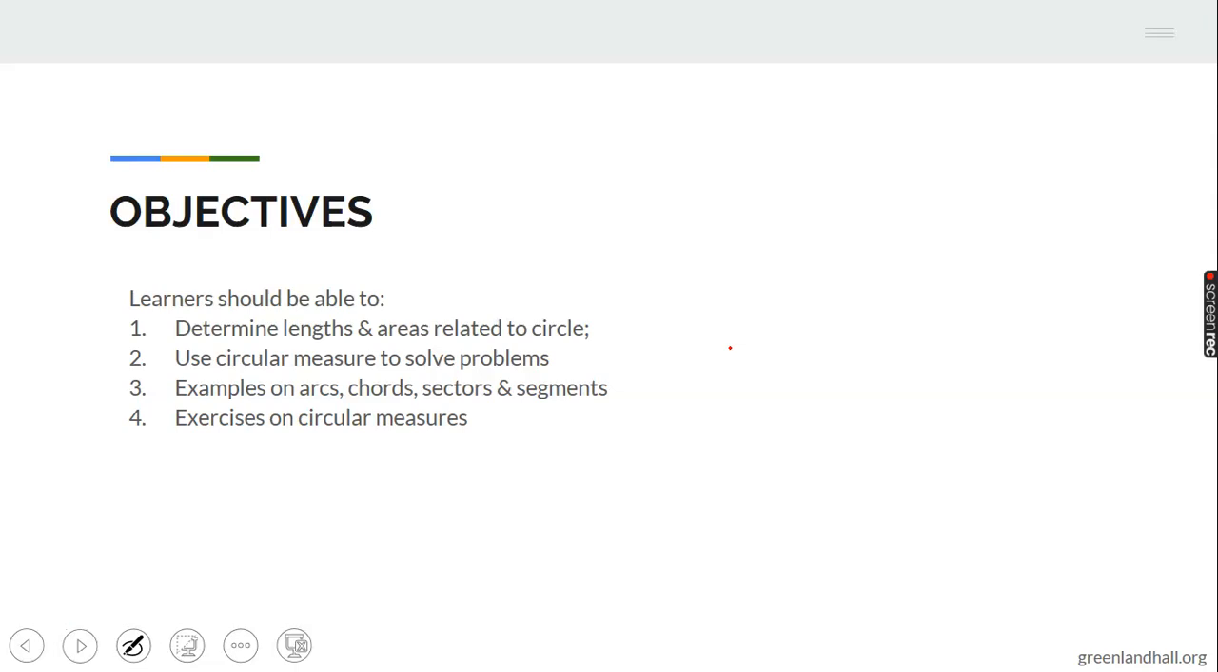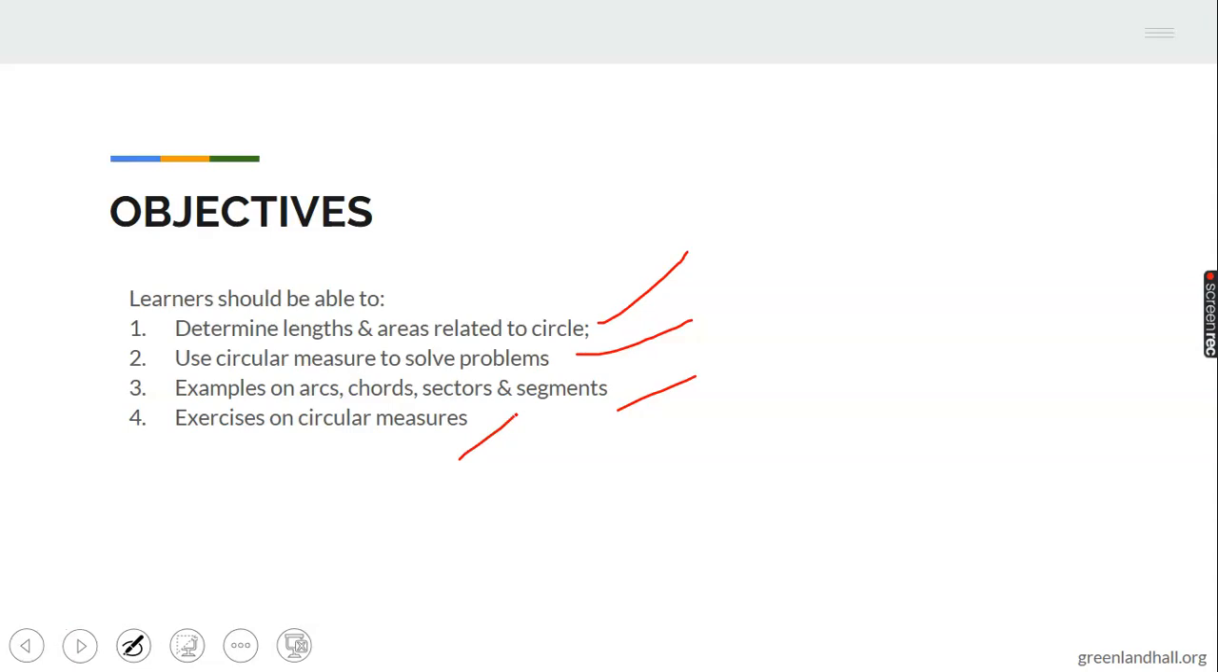And the objectives are as follows: to determine the lengths and areas related to circle. Number 2, use circular measure to solve problems. And we will do examples on an arc, chords, sector, and segments. Then followed by exercises on circular measure.